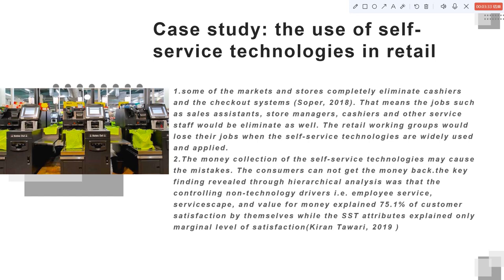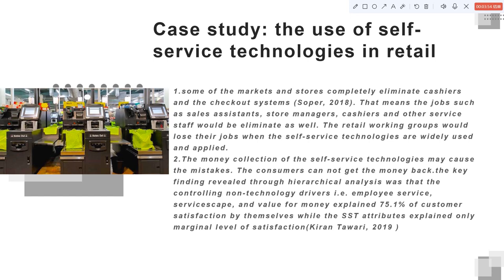Secondly is the moral dilemma between the technologies and the consumers or customers. The money collection of self-service technologies may cause some mistakes, and consumers cannot get their money back. For example, if the machine goes wrong when you insert money, you can't get the money back.